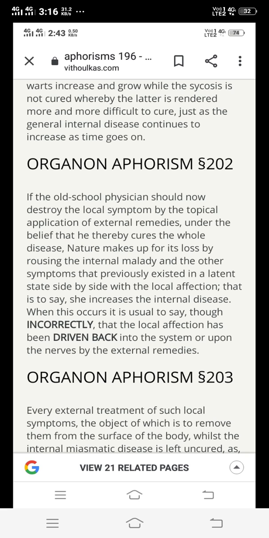After this, the next aphorism is aphorism number 102. What it explains is that if the old school physician should now destroy the local symptom by the topical application of external remedies, under the belief that he thereby cures the whole disease, nature makes up for its loss by rousing the internal malady and the other symptoms that previously existed in the latent state side by side with the local affection. That is to say, she increases the internal disease. When this occurs, it is usual to say, though incorrectly, that the local affection has been driven back into the system or upon the nerves by the external remedies.